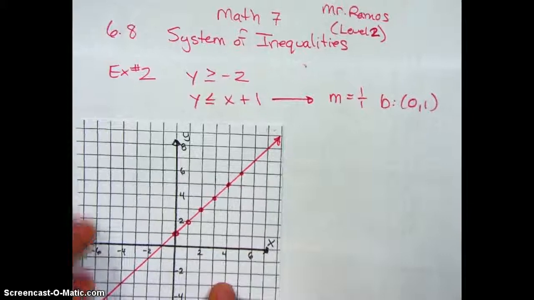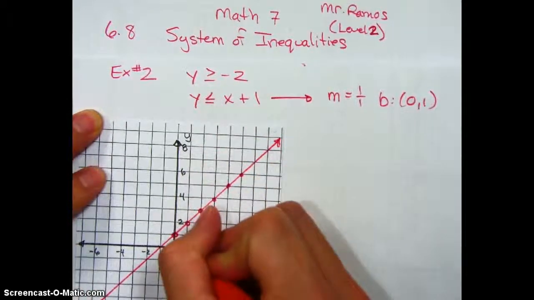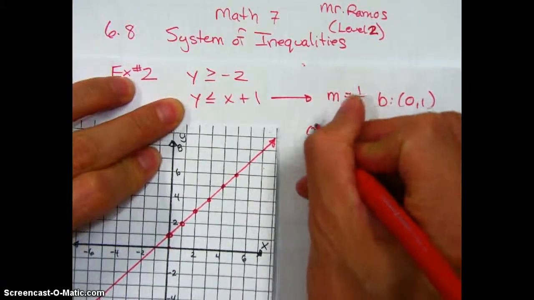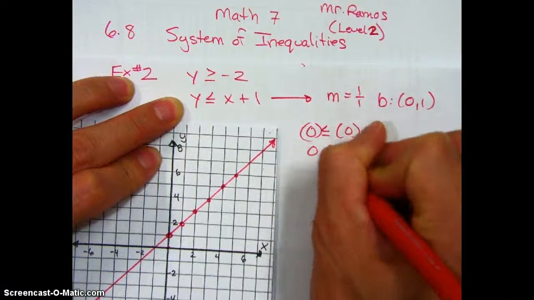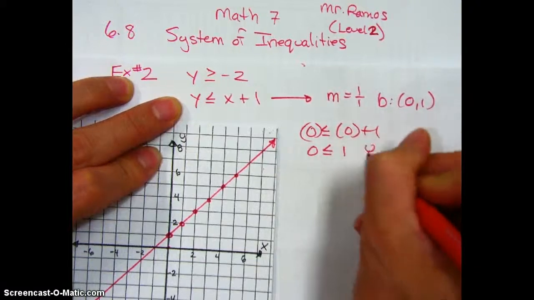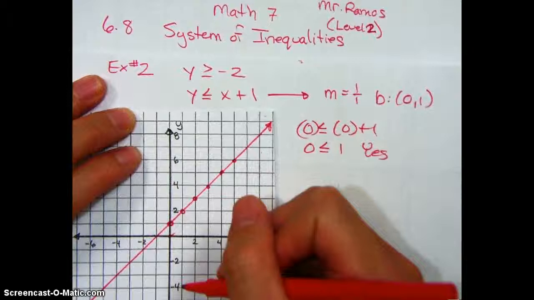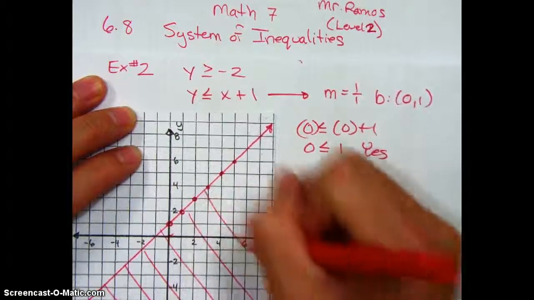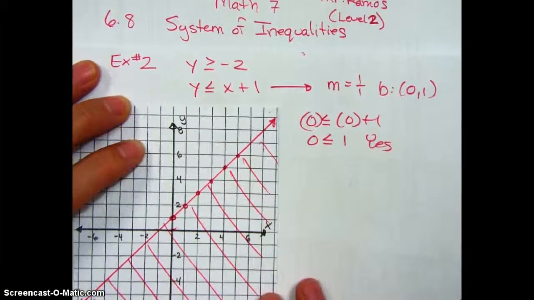There's that. Now I'm going to determine if I shade above or below. Well, less than usually means below, but I'll just double check with the 0, 0. If I plug in 0 for y and 0 for x, I have to see if this is true. Is 0 less than 1? And the answer to that is yes. So this is a true statement. That means anything on that side of the line will be true, so I go ahead and shade this way. Anything in the shaded region will be considered a true statement.